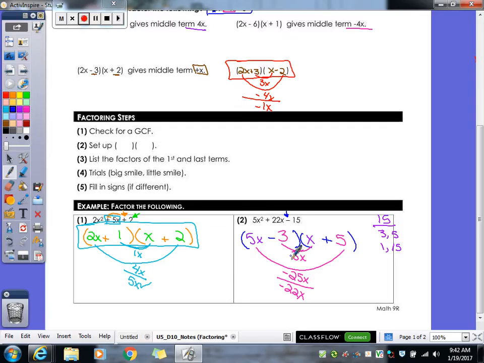So now negative 3 times x gives me a negative 3x. 5 times positive 5 would be positive 25. So we would get our positive 22x in the middle.